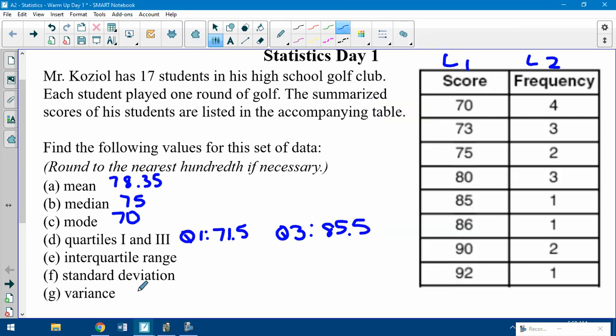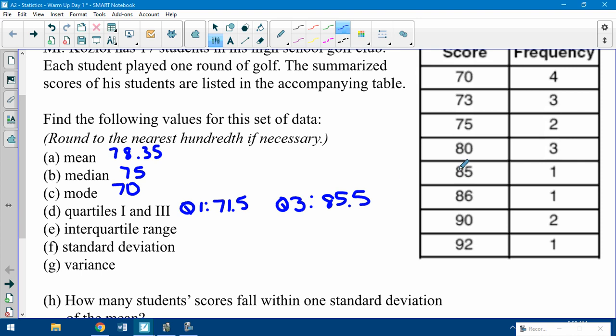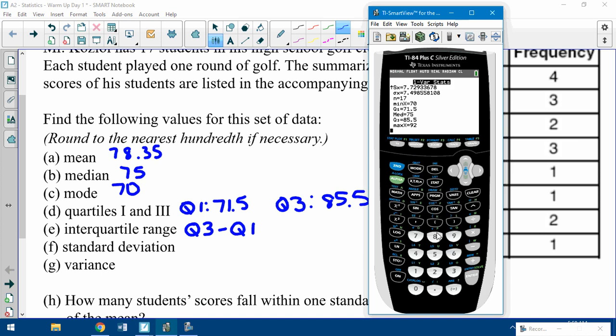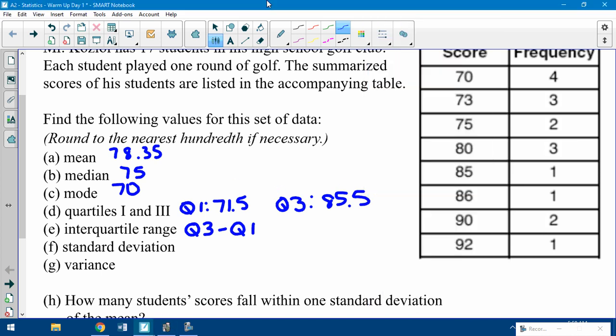Okay. Interquartile range, that's not on your calculator, but think of what it sounds like. The inner quartiles, the distance between them. So how big is that range? So quartile 3 minus quartile 1. If you subtract these two, 85.5 minus 71.5 is just 14. So that has a span of 14.